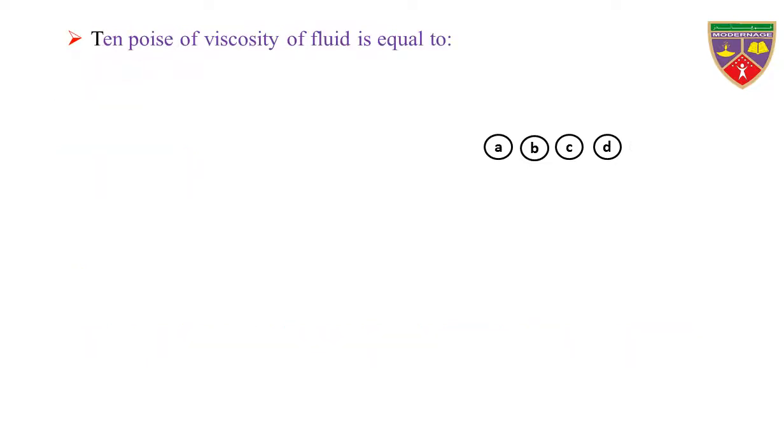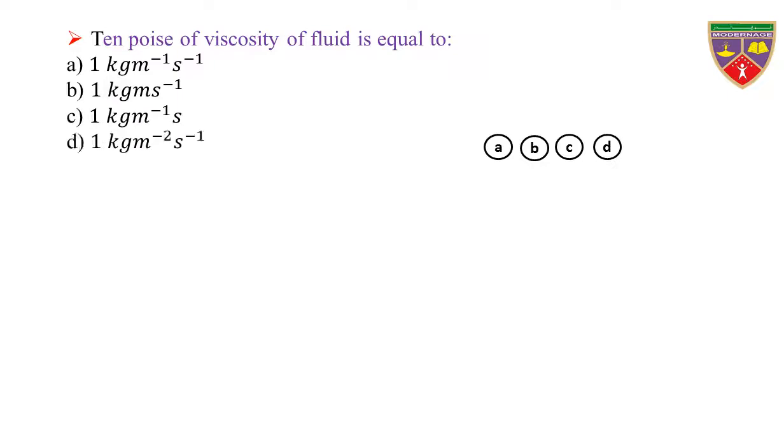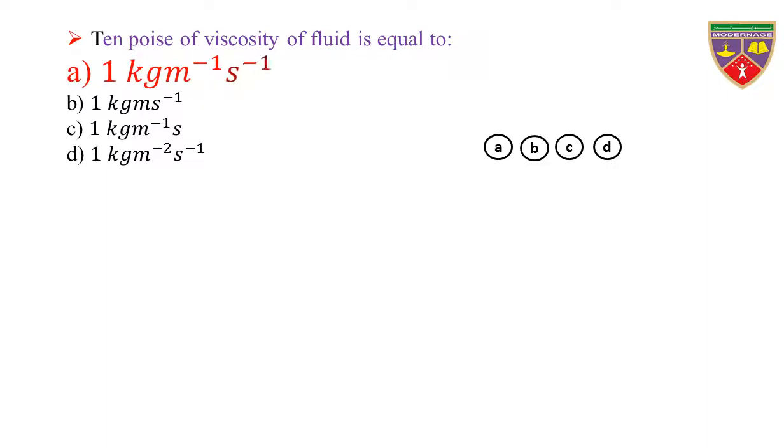10 poise of viscosity of fluid is equal to: option A, 1 kilogram per meter per second; option B, 1 kilogram meter per second; option C, 1 kilogram meter per meter second; option D, 1 kilogram per square meter per second. The key is 1 kilogram per meter per second. Therefore, the correct option is A.